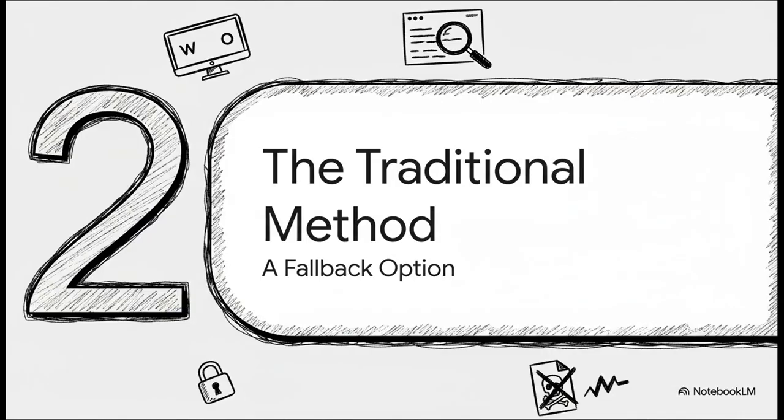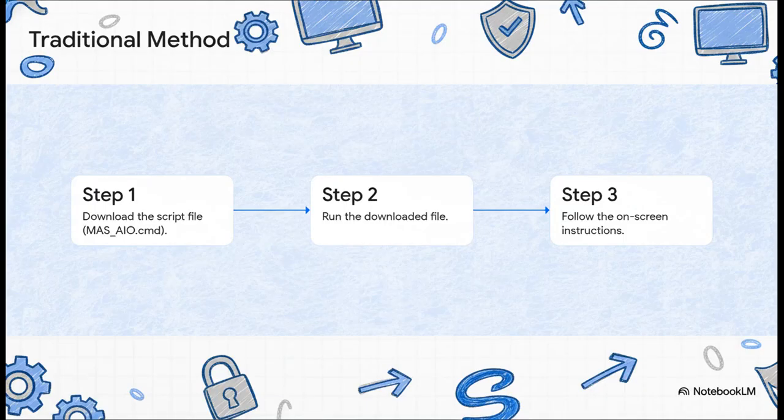So, what happens if that PowerShell thing doesn't work, or maybe you're just not super comfortable running commands like that? Well, they've got a backup plan, something they call the traditional method. And this way is probably going to feel a lot more normal to most of us. Instead of typing commands, you just go to the website, download a file like you would any other, find it in your downloads, and double-click it. From there, a little menu pops up on your screen to walk you through everything.